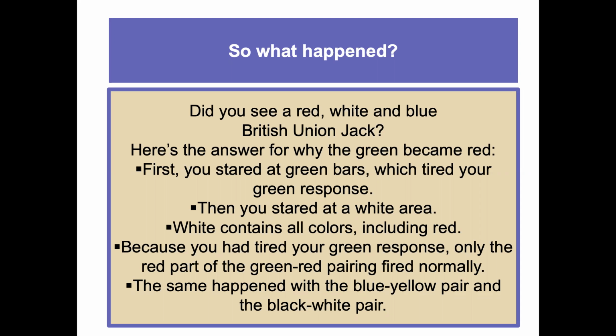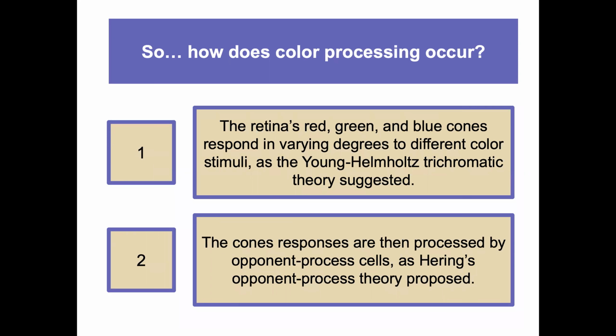It's fascinating. So how does color processing work? So first, we found out that the retina's red, green, and blue cones respond in varying degrees to different color stimuli, as the Young-Helmholtz trichromatic theory suggested. Second, we found that the cones' responses are then processed by opponent process cells, as Hering's opponent process theory proposed.